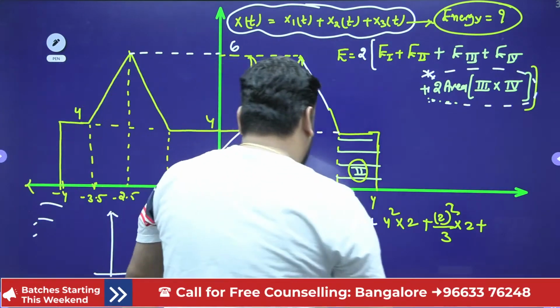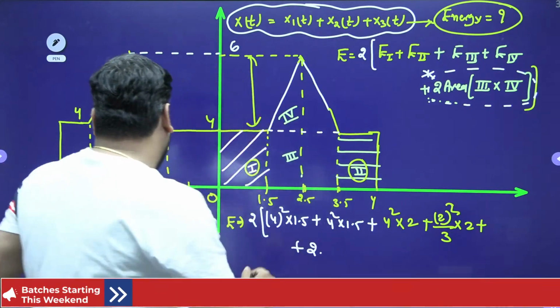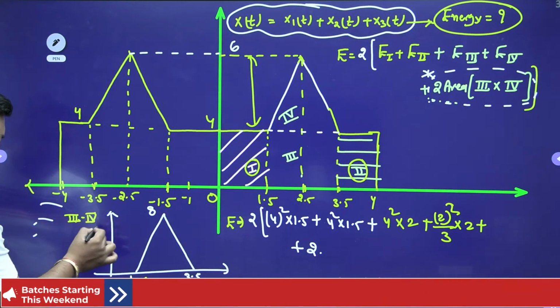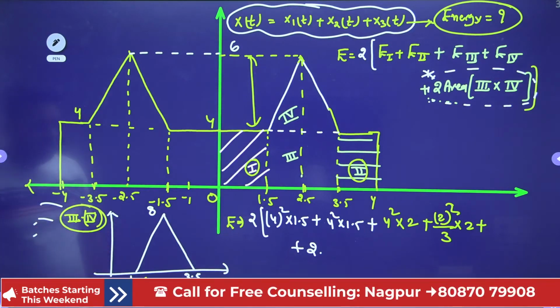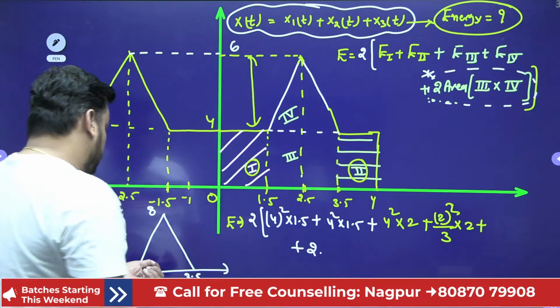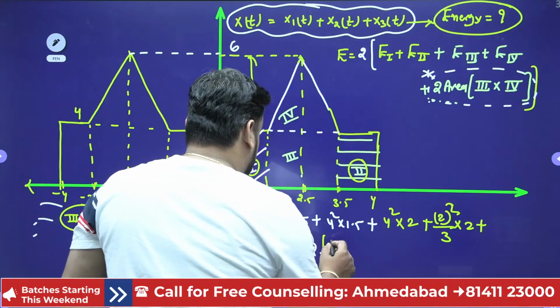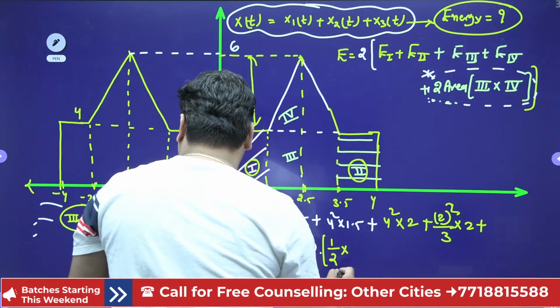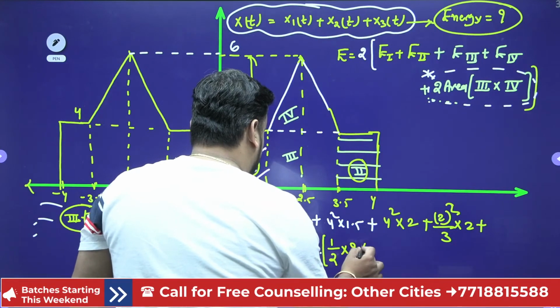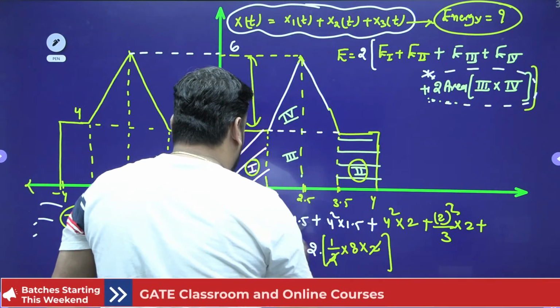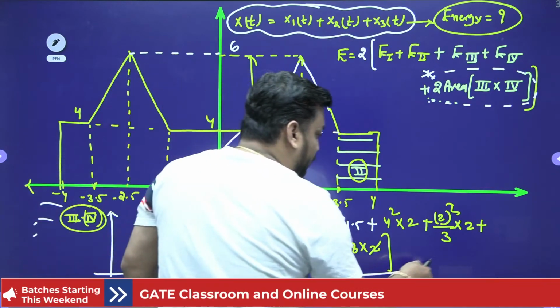ये आएगा. So twice into area of this, so this is nothing but your third into 4 signal. Now you should write twice into area of third into 4. What is the area? Area is nothing but half into width into height. What is height? Height is 8. What is width? 1.5 to 3.5 ये 2 ये 2 कट गया. अब इसको सॉल्व कर लो यार. इसको सॉल्व कर लो, क्या आया वही आंसर है.